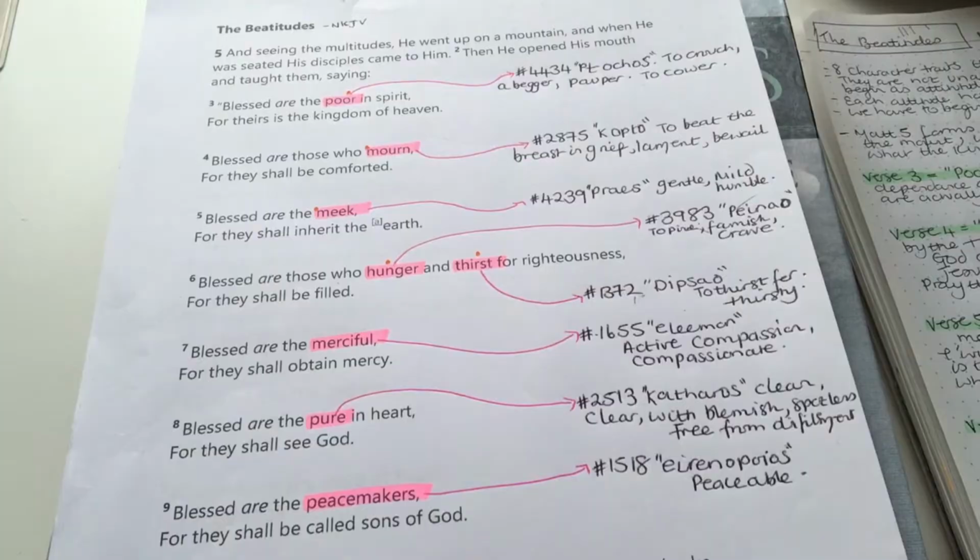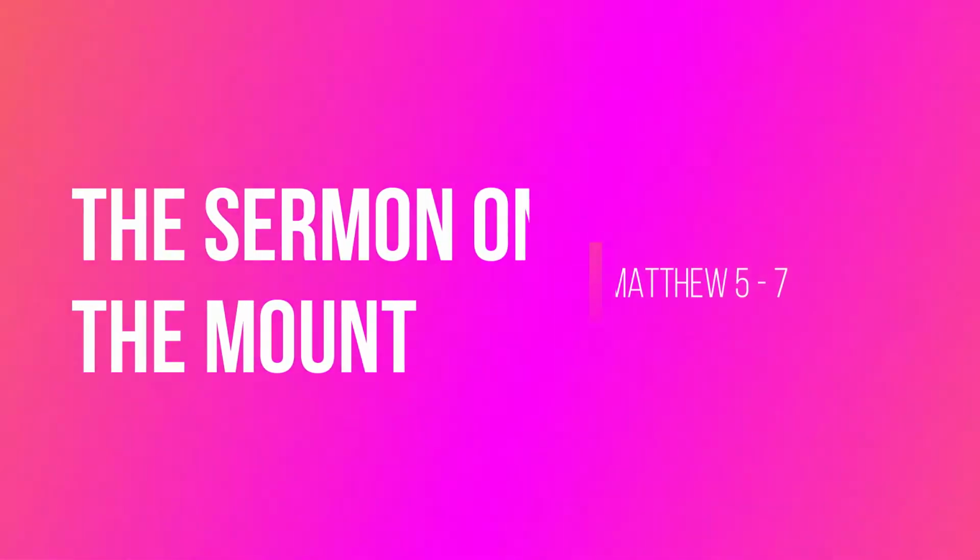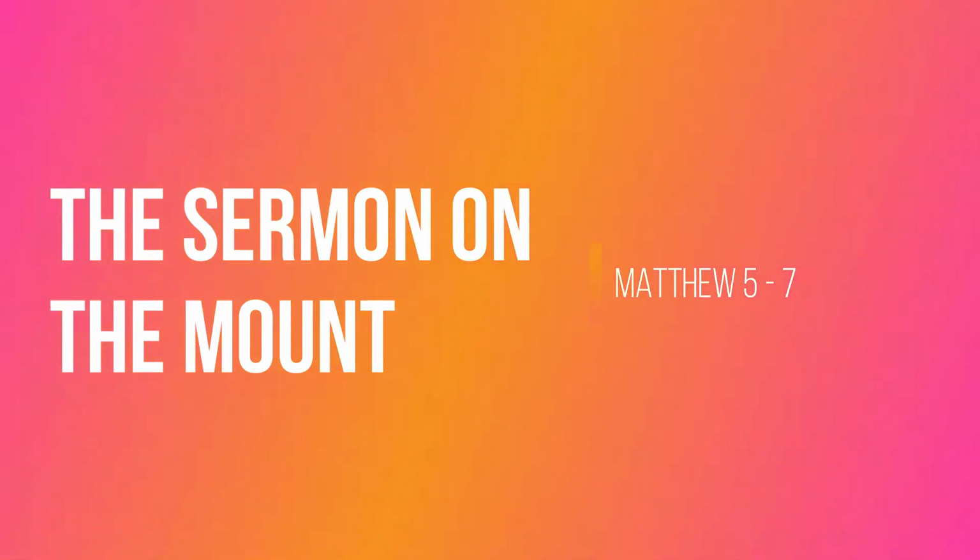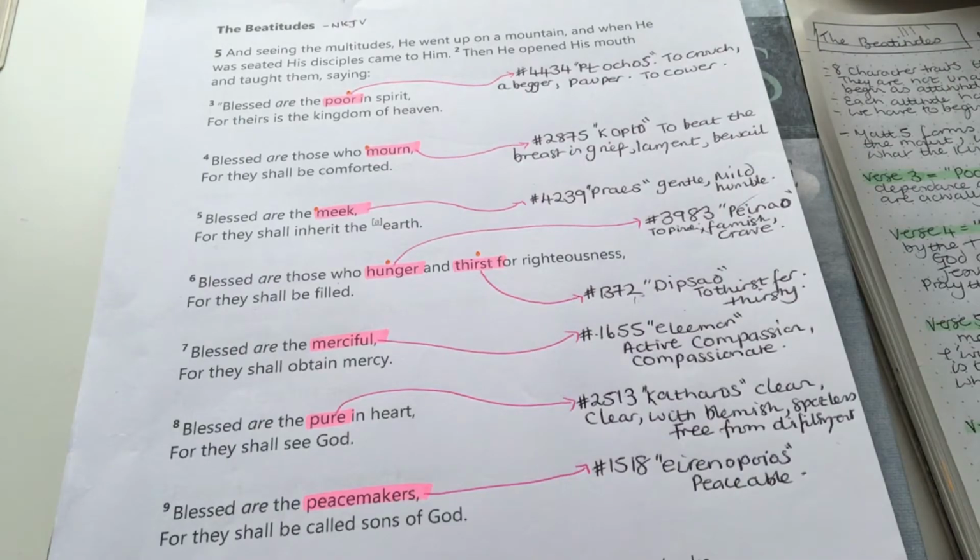Also, Matthew chapters 5 to 7 form the Sermon on the Mount, which is Jesus's kingdom manifesto. In it, he explains what the kingdom is, how it works, and what it ought to look like. So the Beatitudes form part of the Sermon on the Mount, from Matthew chapters 5 to 7, and it is the kingdom manifesto.